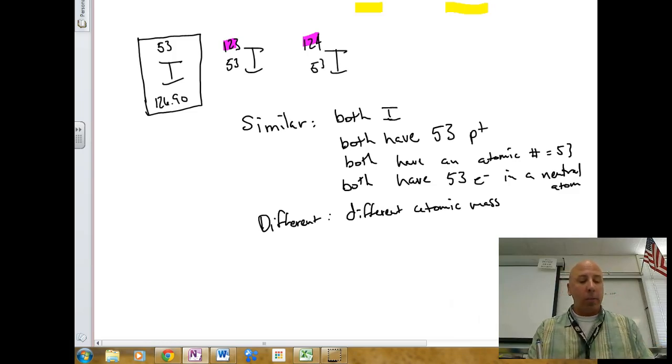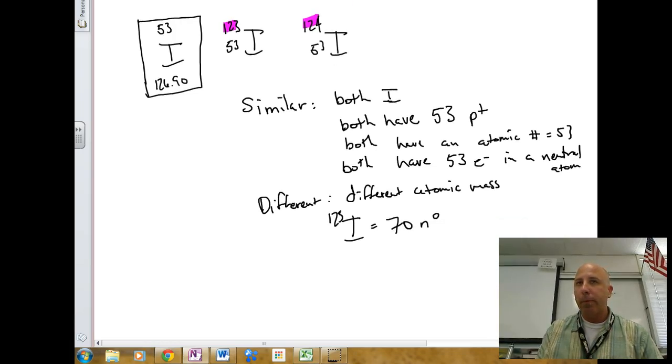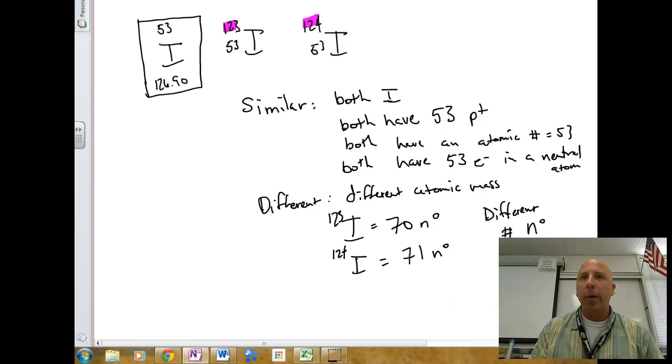Remember, if we're going to calculate the number of neutrons, we subtract the atomic number, which is 53, from the atomic mass, which is 123. So on this one, iodine-123, this guy has 70 neutrons. And iodine-124 has 71 neutrons. So they have different atomic masses. They have different number of neutrons. Okay, and those are the differences.